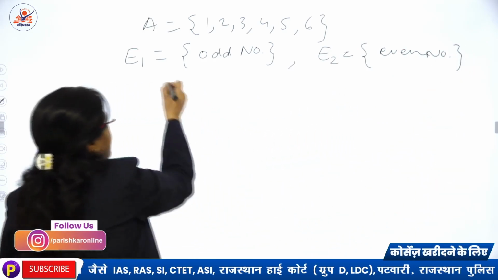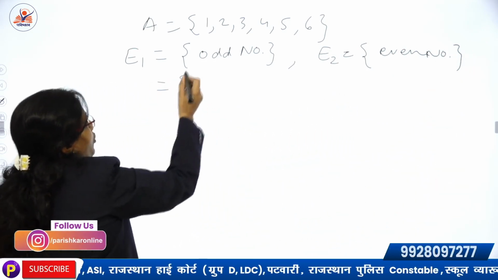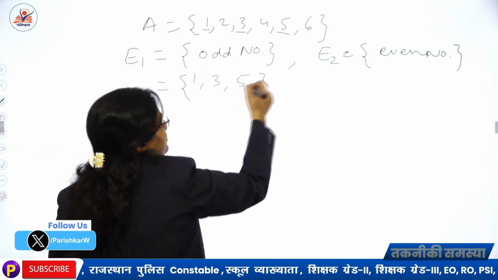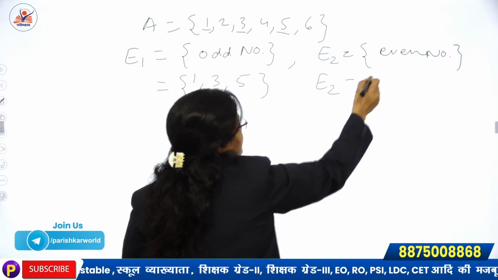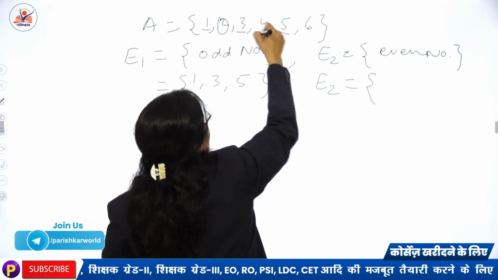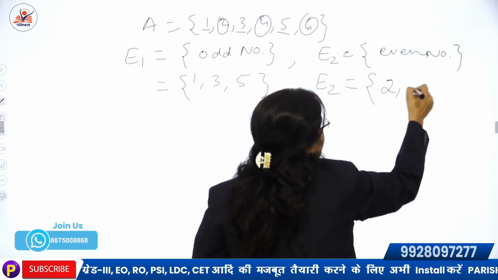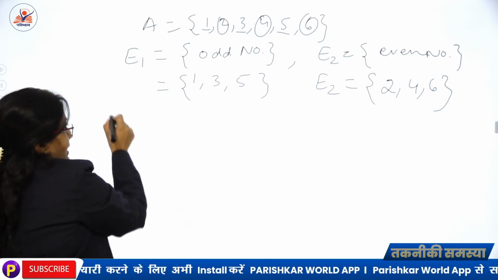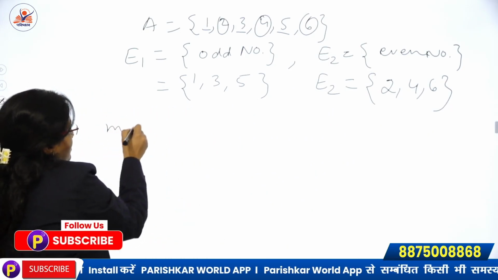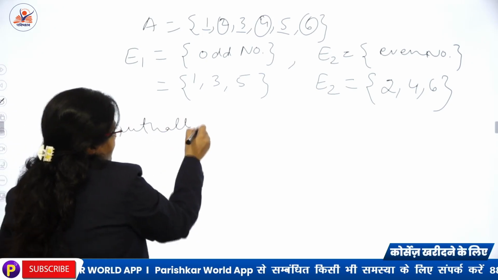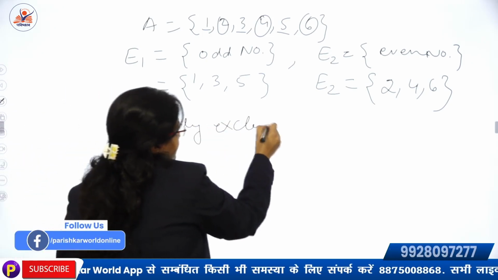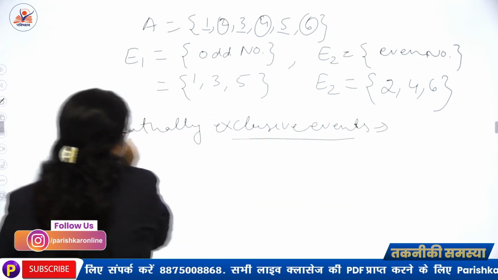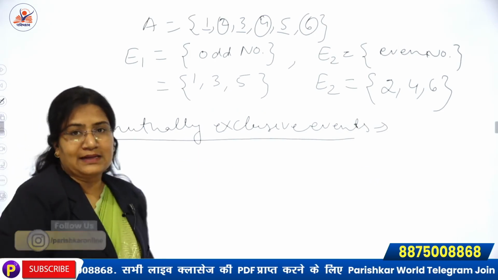Okay students, then E1 has the odd numbers, that is 1, 3 and 5. E2 has the even numbers, that means 2, 4 and 6. Okay guys, let's take mutually exclusive events. What are the mutually exclusive events?